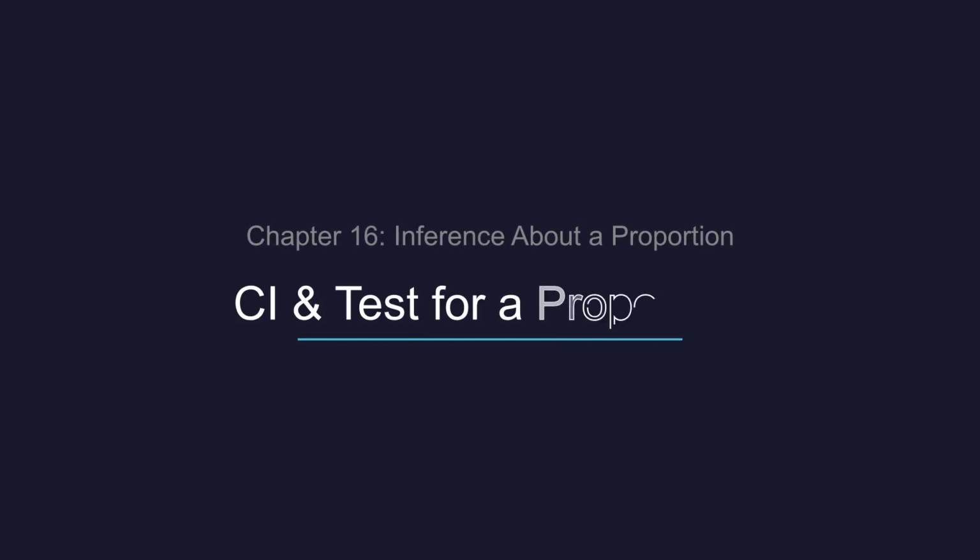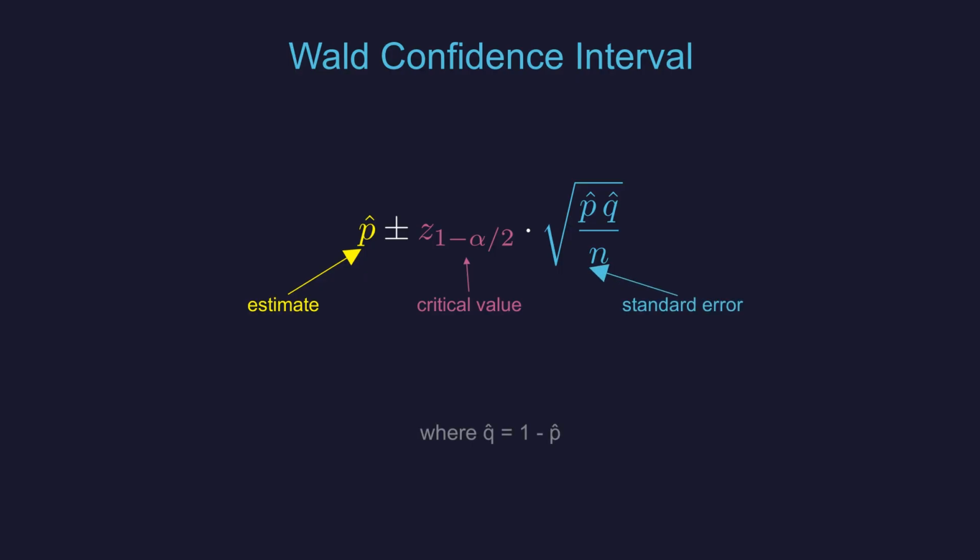Confidence intervals and hypothesis tests for a proportion. The most common confidence interval for a proportion is the Wald interval. It takes the form p hat plus or minus z star times the standard error. The three building blocks are the point estimate p hat, the critical value from the standard normal distribution, and the estimated standard error, which uses p hat and q hat in place of the unknown p and q.